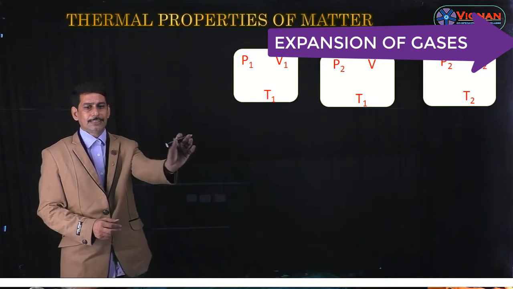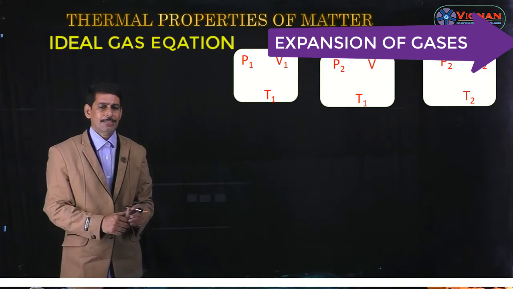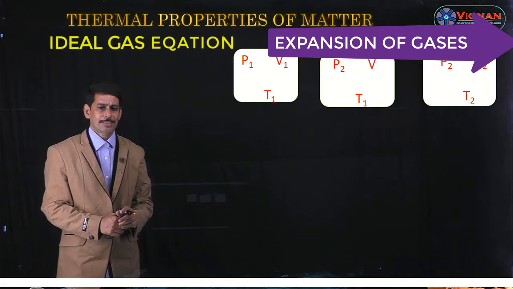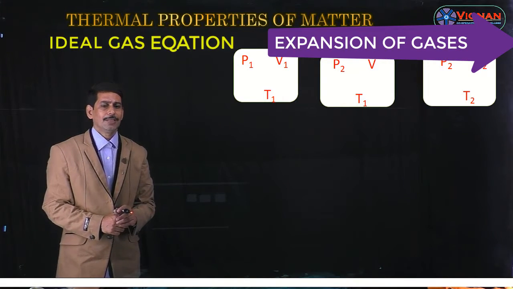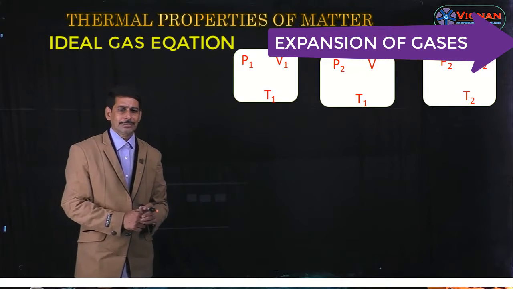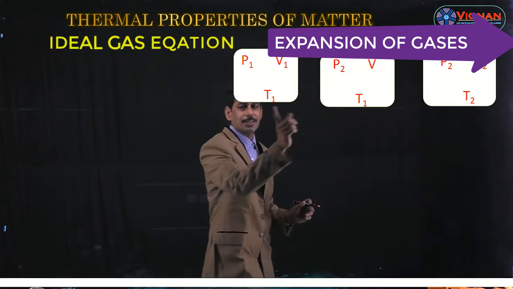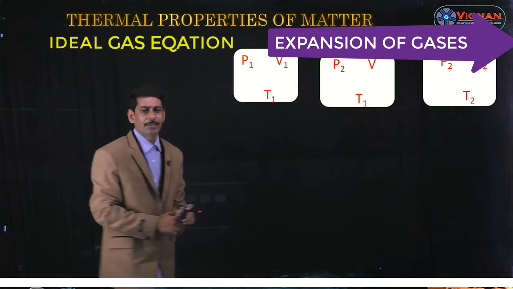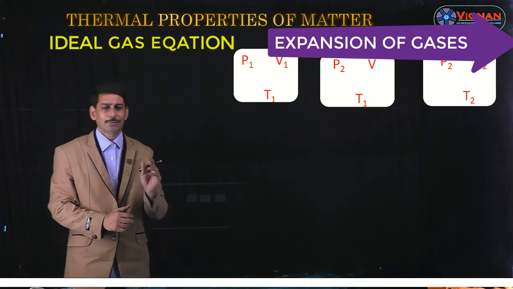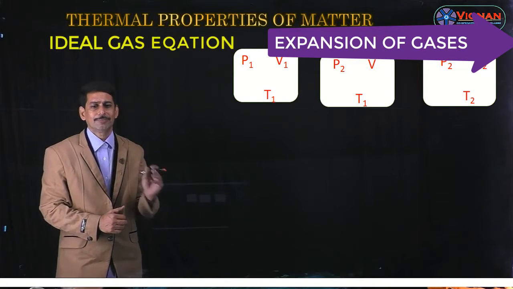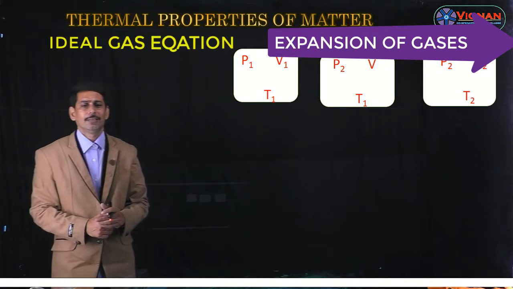So first consider the first two cases. In the first case the pressure is P1, volume is V1 and temperature is T1. In the intermediate state the pressure is P2, volume is V and absolute temperature is T1. So from these two cases, we are keeping the temperature constant at T1, and we are changing the pressure from P1 to P2 and the volume from V1 to V. So whenever the temperature is constant, you can apply Boyle's law.